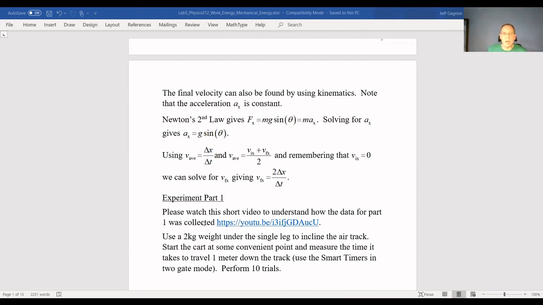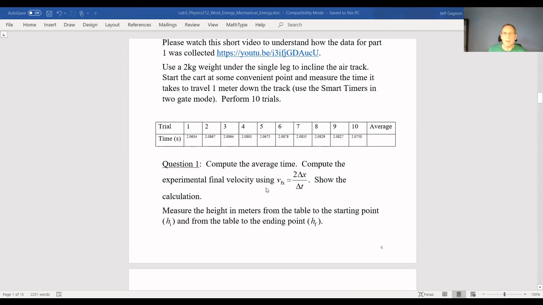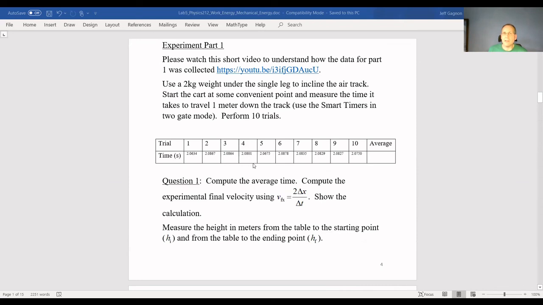Okay, so for the experiment, again, make sure you watch the video so you can see exactly how I got all this data. The first table here is the time it took that cart to travel the 1 meter down the air track. It started at rest and traveled 1 meter, and this delta t is the time. I did 10 trials and measured that time. So question 1, I want you to compute the average time and make sure you round it to 4 decimal places.